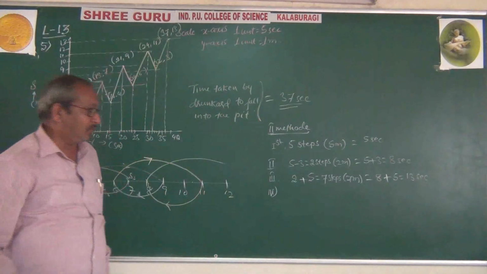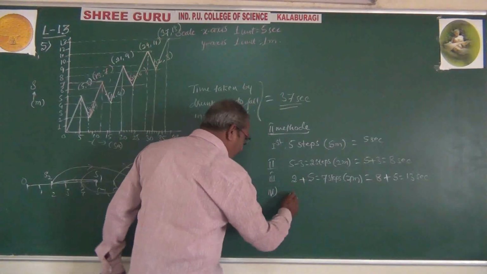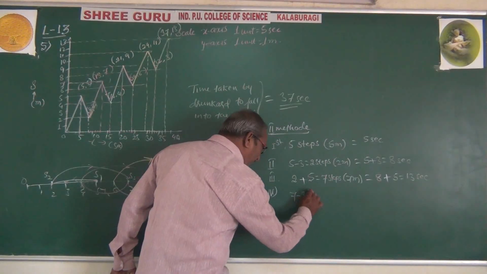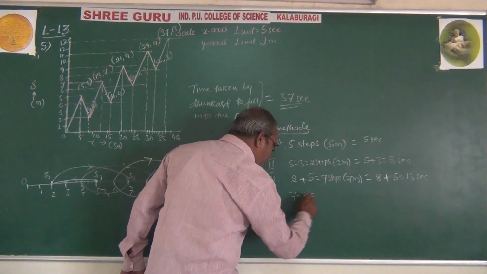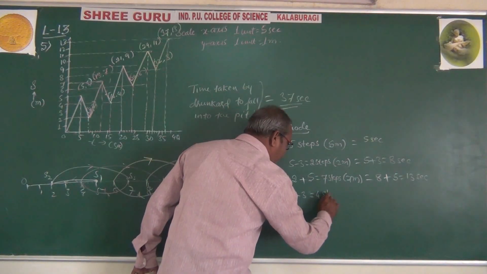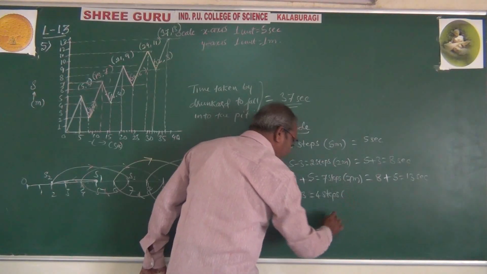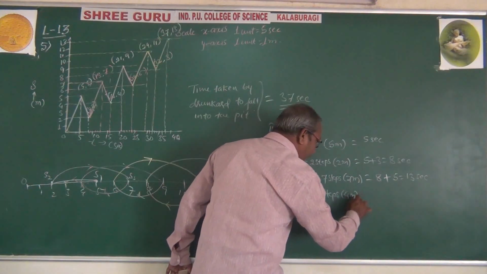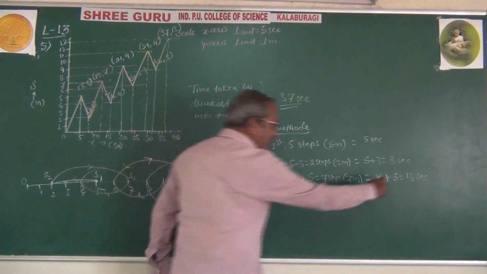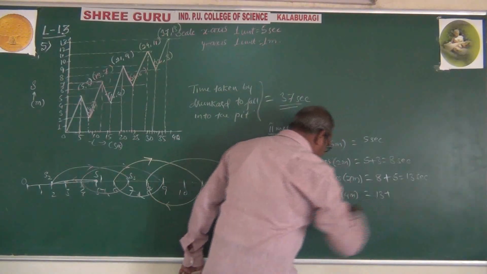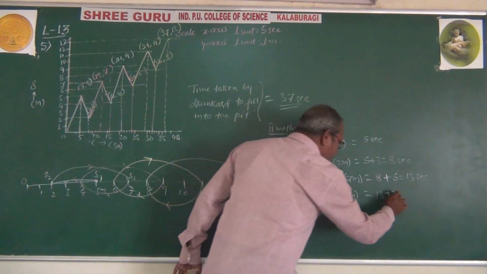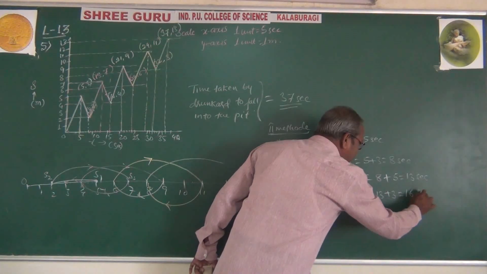Now next, fourth. 3 steps backward. 7 will be there here. 3 steps backward means 3 minus. Equal to how many steps now? 4 steps. 4 steps equal to 4 meters. The time taken will be here already 13, plus 3 steps backward means plus 3. Equal to how much? 16.